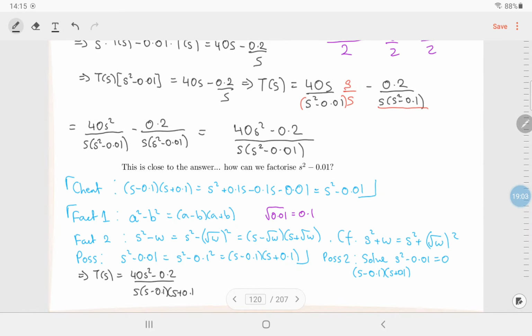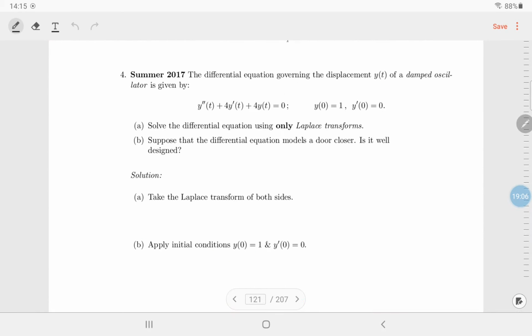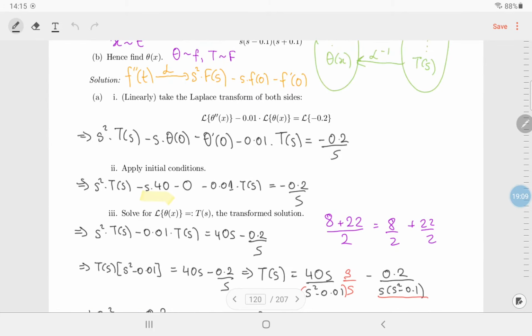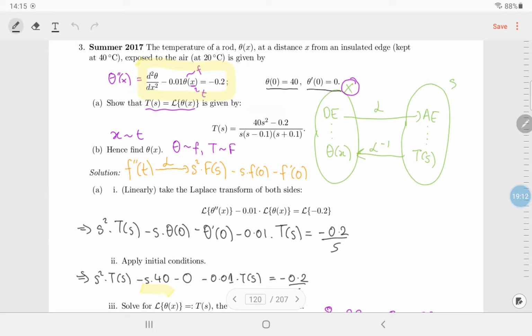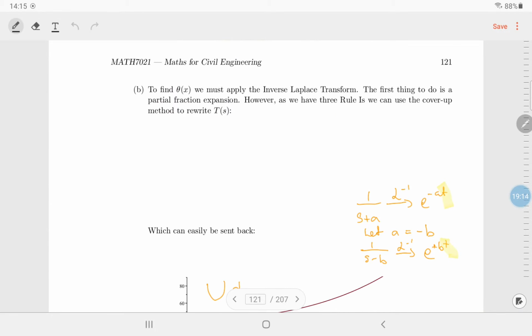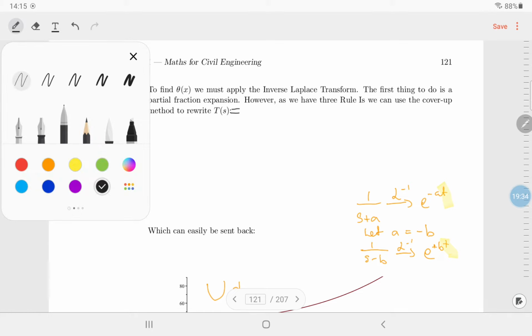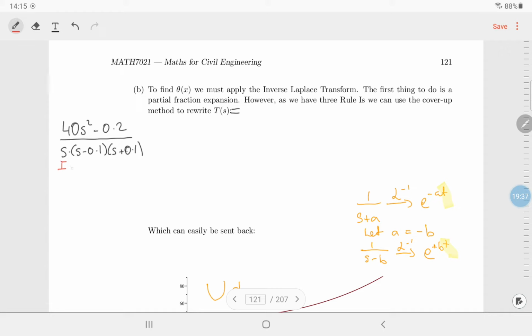Okay, so now let's do part B. Part B is that we find theta of x. To find theta of x, we must apply the inverse Laplace transform. So let's write T of s here. It's 40s squared minus 0.2 divided by s times s minus 0.1 times s plus 0.1. Now the good news here is there are no squares involved. So you're talking rule 1, rule 1, rule 1. And if it's all rule 1s, you can use the cover-up method.